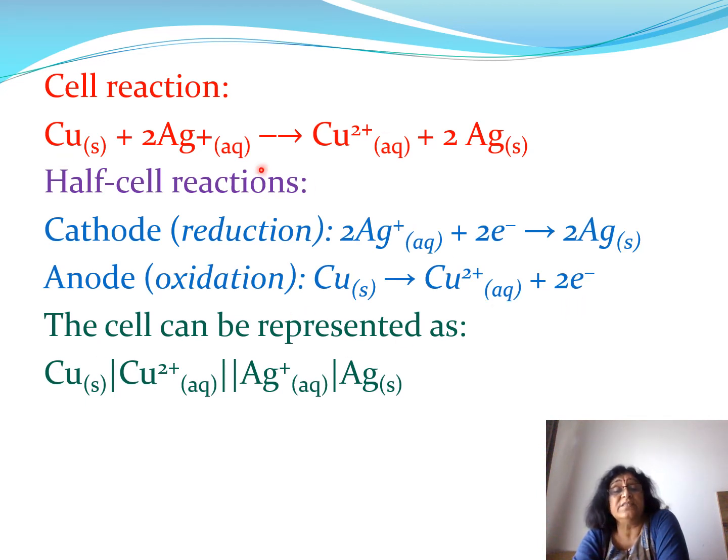Now how do you represent this cell? Which is the anode here? Anode is copper. So first we write the metal, then separate with a vertical line, then the metal ion, separated by a double vertical line, which indicates the salt bridge. Then silver ions, the cathode metal ions, separated by a line, and solid silver. So Cu, Cu 2 plus, double line, silver ions, silver. Which is the anode here? Copper. Which is the cathode here? Silver ions and silver.